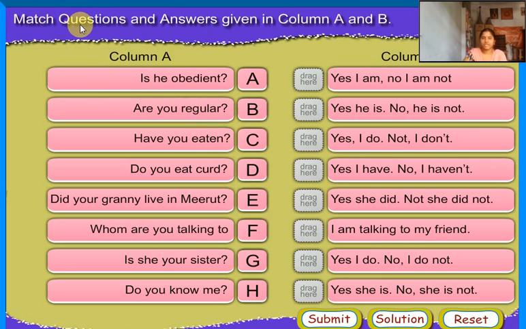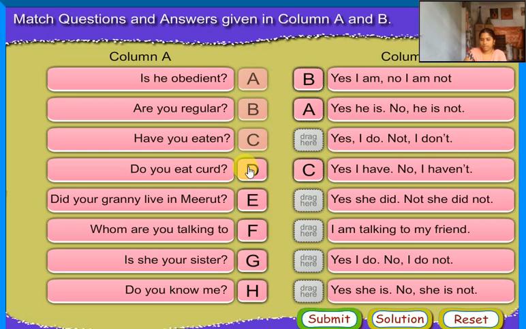Match questions and answers given in column A and B. Column A, column B. Is he obedient? Yes, he is. No, he is not. Are you regular? Yes, I am. No, I am not. Have you eaten? Yes, I have. No, I haven't.